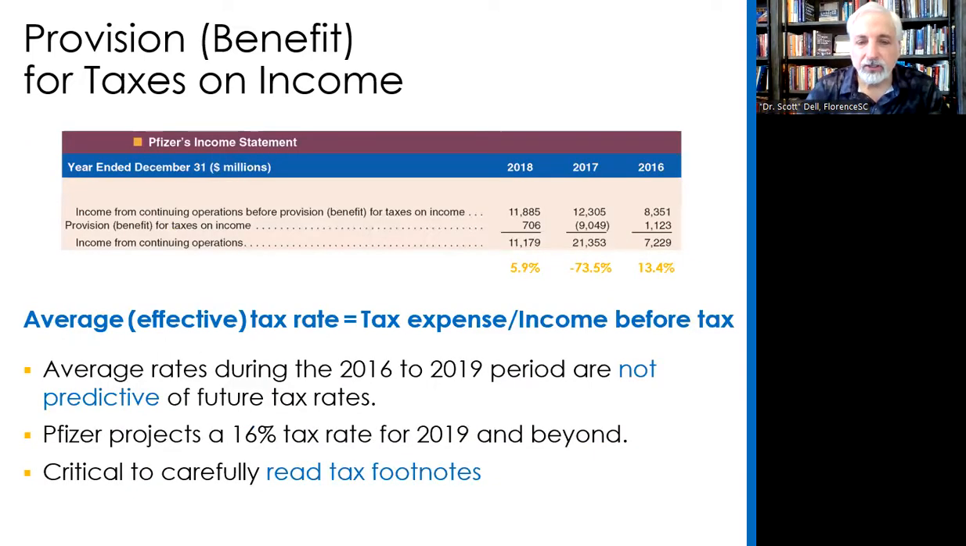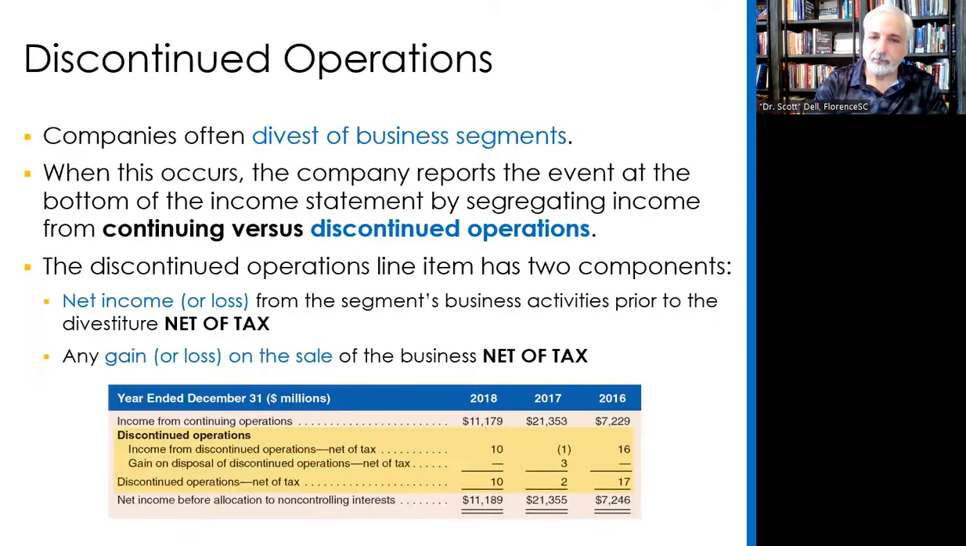Provision for income taxes: average tax rates are not predictive of future tax rates, and they're projecting a 16% tax rate for 2019 and beyond. You say, wait a minute, I thought the corporate tax rate was 21%. Well, they're projecting a 16% tax rate for whatever reasons, and yep, the footnotes will help tell you the story.